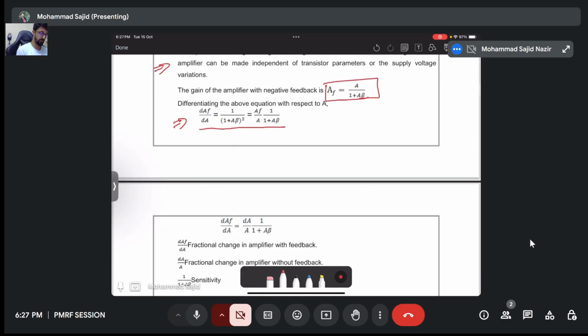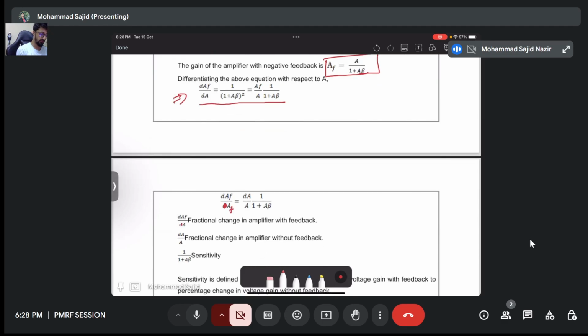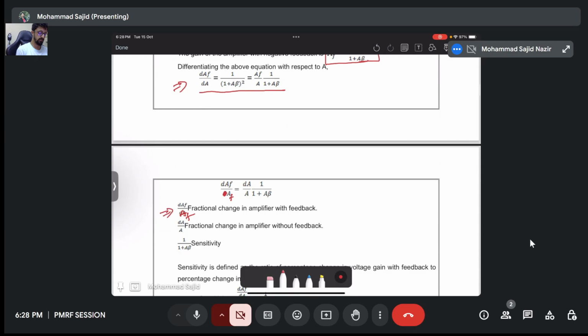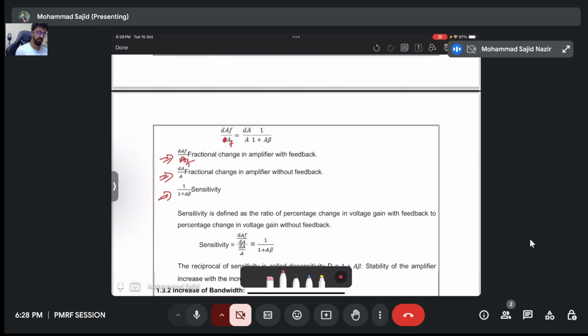So it should be here A_F. So dA_F by A_F is equivalent to dA by A divided by 1 plus Aβ. Here dA_F by A_F is the fractional change in the amplifier with feedback, and dA by A is the fractional change in the amplifier without feedback. So we reduce it by this term. So this is a reduction in the sensitivity.